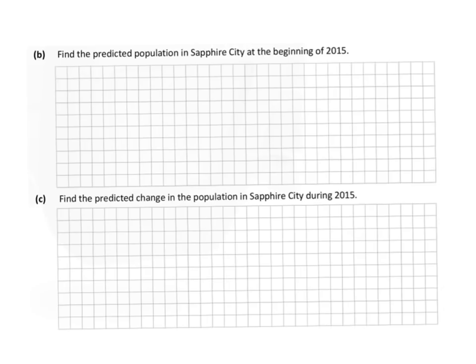So in part B, here we go, we're asked to find the predicted population in Sapphire City at the beginning of 2015. So just copying down this function from the last question. In the last question we were told that t equal to 0 is the beginning of 2010, which means in this question I'll be letting t equal to 5 to represent the beginning of 2015. So here I'm going to just find p of 5.